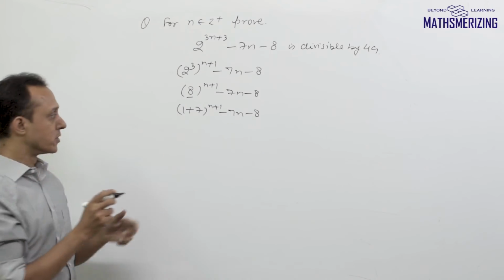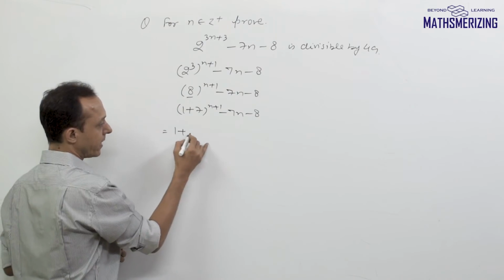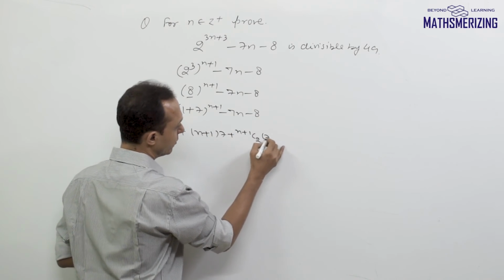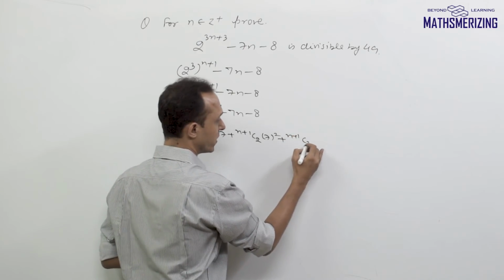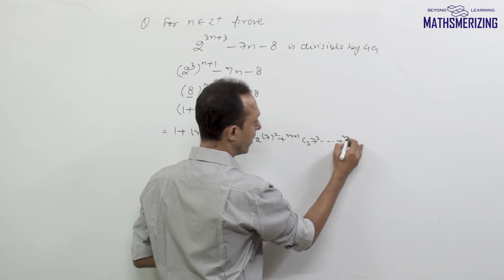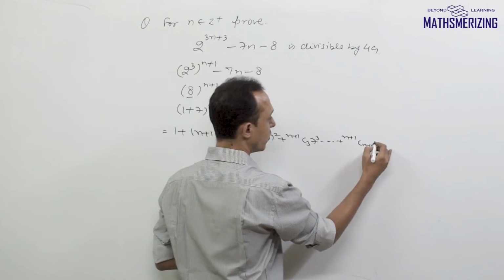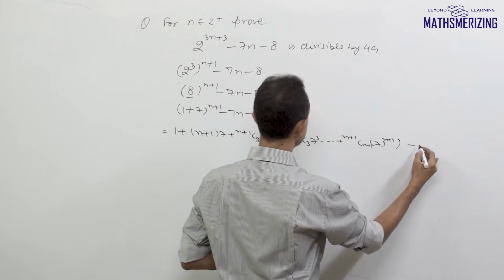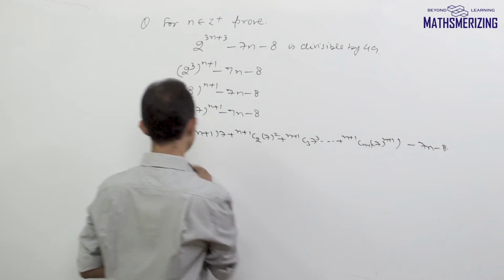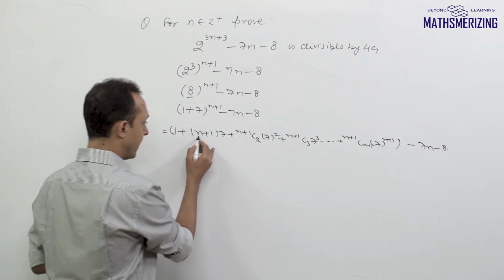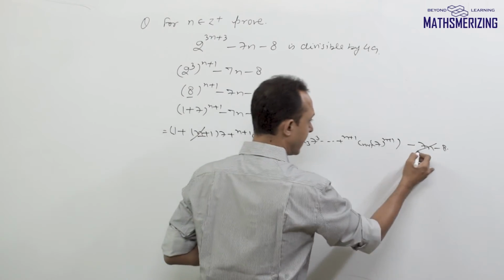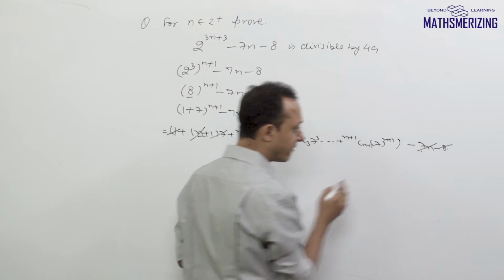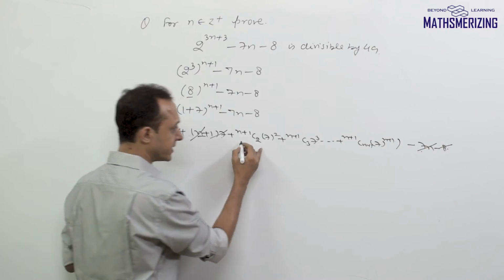Now I'll use binomial theorem. So if I use binomial theorem, I'll write this is 1 and this is n plus 1 into 7, and then n plus 1 c2 into 7 square, n plus 1 c3 into 7 cube, and I'll go up to n plus 1 c n plus 1 into 7 to the power n plus 1, and then we'll have minus 7n and then minus 8. Now if I consider this 7n and 7n, it will cancel, and then 1 and 7, it is plus 8, and plus 8 and minus 8 will also cancel. So what I'm left with is this expression.